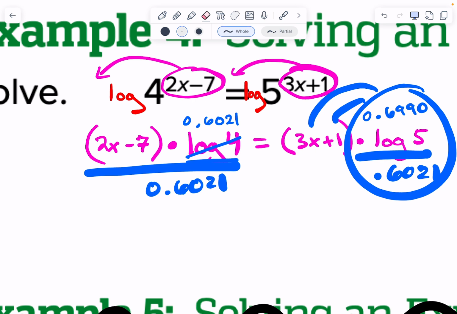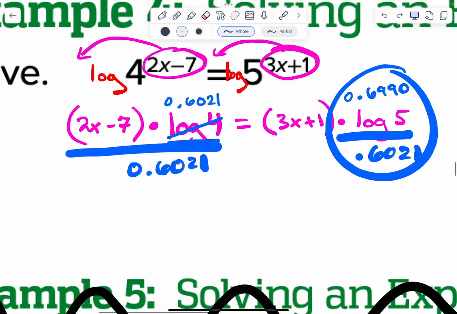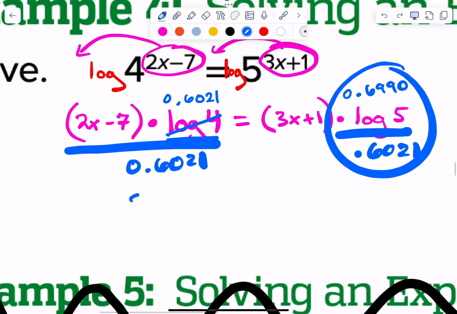Would you rather do that? Yes? It doesn't matter which side you divide the log. I could divide the left one over to the right one. Which way would you rather divide? How I have it? Okay, so we're going to divide by 0.6021. So that means it's gone over here. So 2x minus 7 is just chilling, equals 3x plus 1.